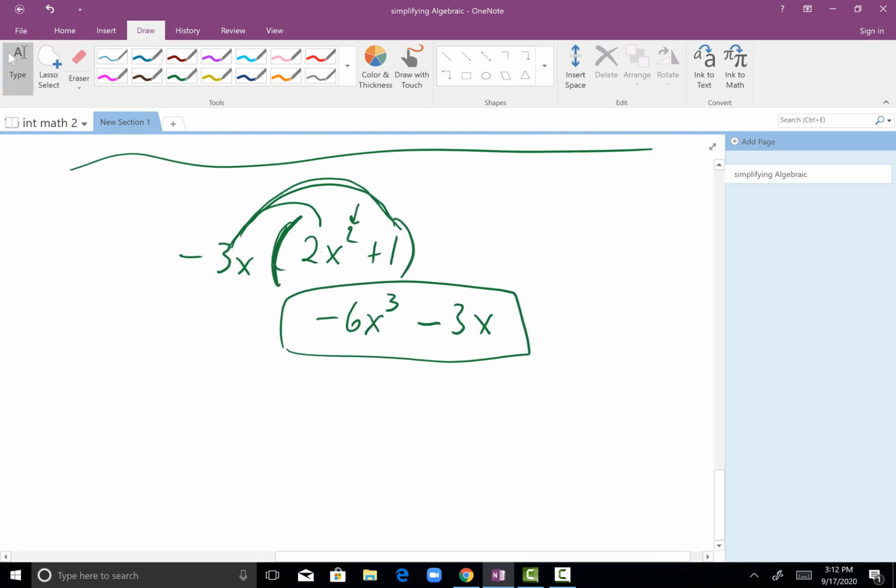Phew. Let's see. Anything else? I think we're good the rest of the way. All right, so that's how we're going to combine algebraic expressions. Start off with that.